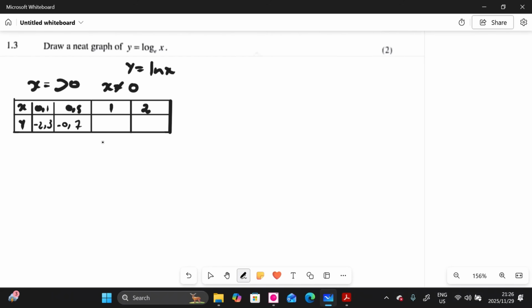Okay, now when x is 1, what is gonna be our value there? Our y is gonna be 0. And then when x is 2, what is gonna be our y there? It's gonna be 0,69. Let's just make it 0,7. There we go. Now let's do the Cartesian plane and let's draw our graph here.